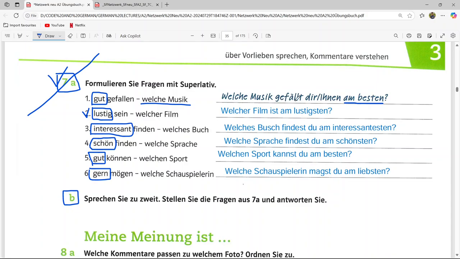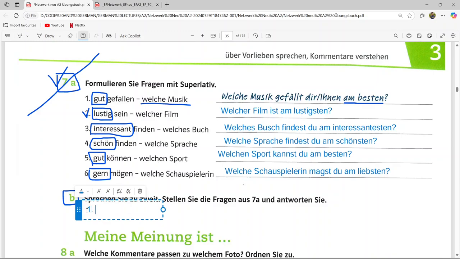Welche Musik gefällt dir am besten? So which music you like the most? Which film you like the most funny? Which book you find the most interesting? Okay, like this you ask the questions, and your friend will also answer. So let us start with the first one. Like, what could be the possible answer?